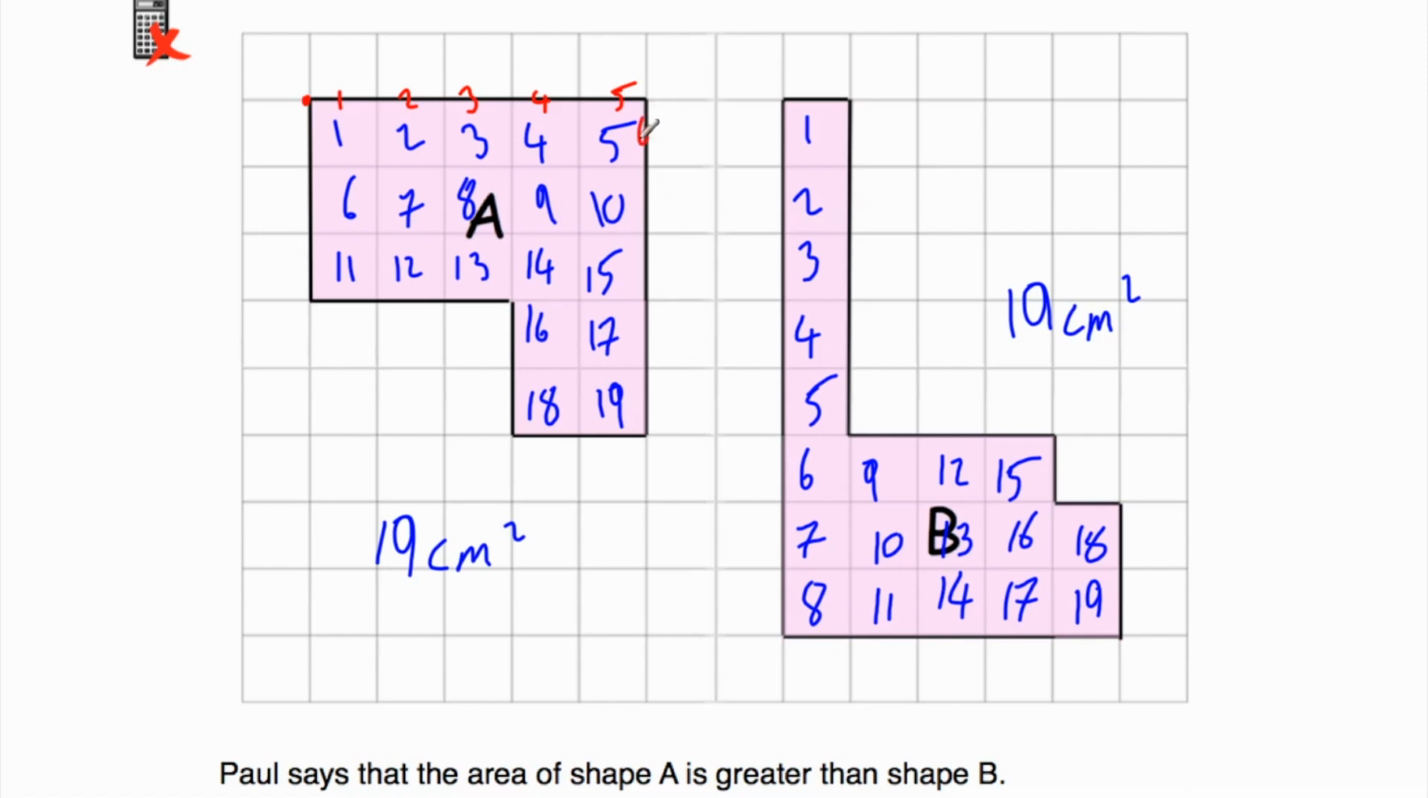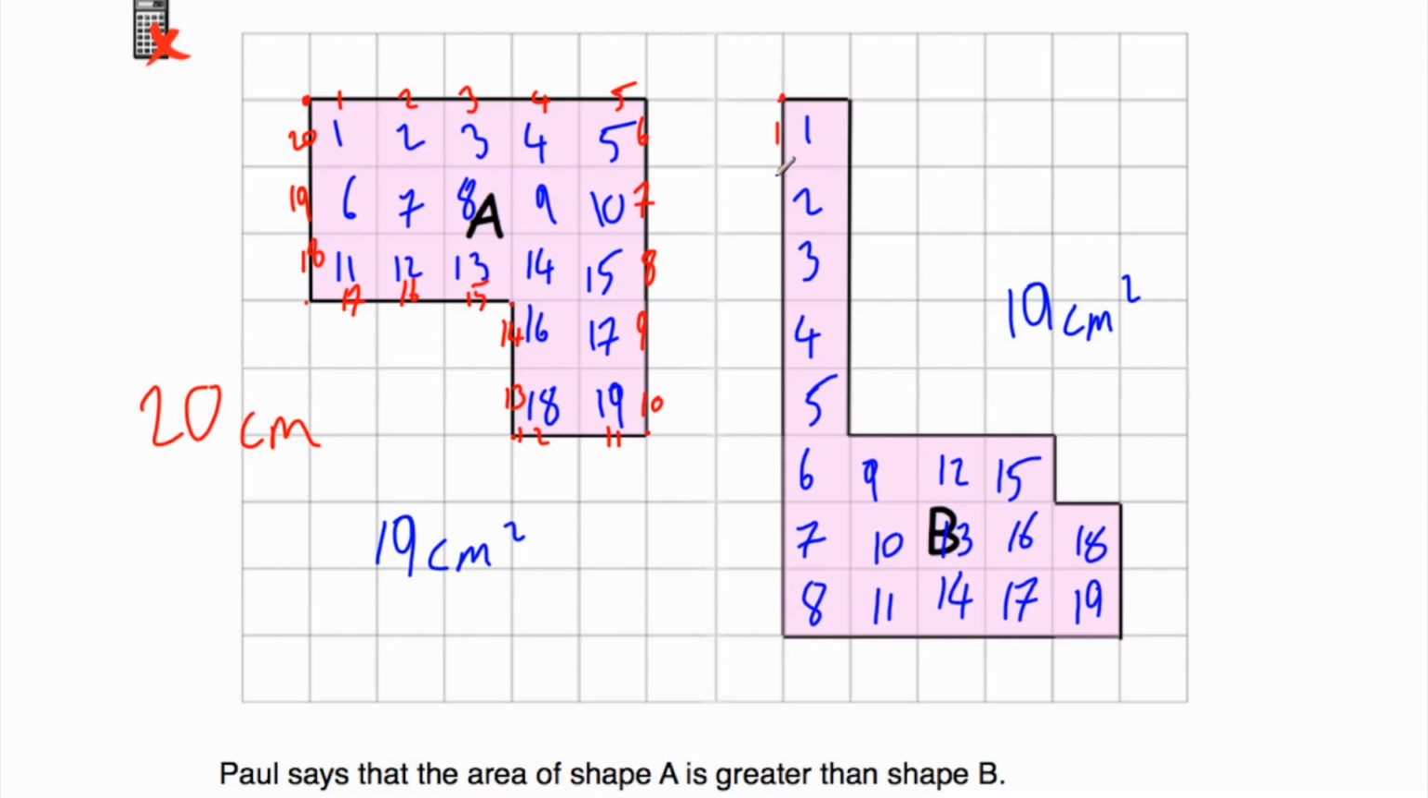Now going down, 6, 7, 8, 9, 10, so we're now here going across, 11, 12, so we're now here going up, 13, 14, so we're now here going across, 15, 16, 17, so we're now here, now going up again, 18, 19, 20. So the perimeter of shape A is 20 centimeters.